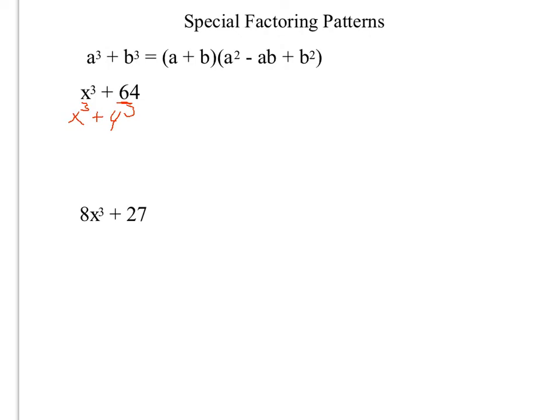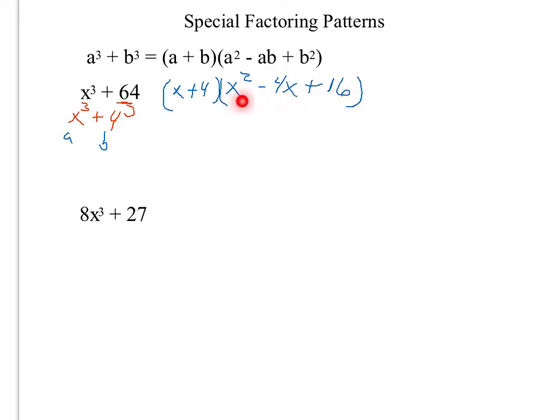All right, so now we have that identified. So here's our A and here's our B. So it's just a matter of plugging in right now. So we have A plus B, so x plus 4, times A squared, so A is the same as x, so it'd be x squared, minus A times B, so minus 4 times x, plus B squared, so B is 4, so plus 4 squared, which is 16. And that's done.